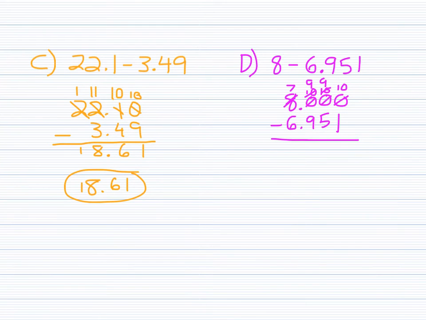And now I can do 10 minus 1. So that's going to give me 9. 9 minus 5 is 4. 9 minus 9 is 0. 7 minus 6 is 1. And my decimal comes straight down. So we have 1.049. So when we see problems like this, where we have lots of zeros, it is where we need to be especially careful when it comes to borrowing. But as long as we line our decimals up between the two numbers when we're subtracting and we make sure we borrow correctly, we should be able to get these right.